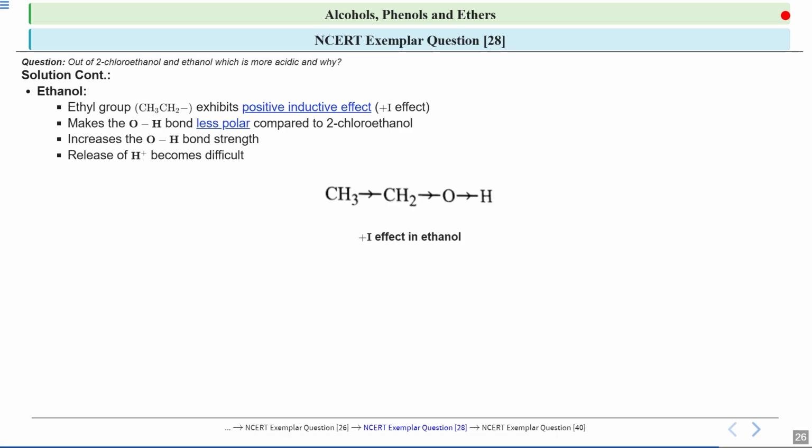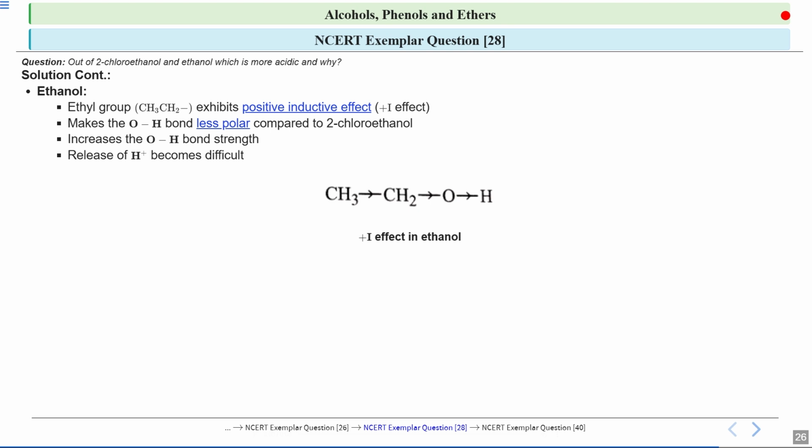If you look over here, this CH3CH2 is an alkyl group that will push the electron density towards the oxygen of the OH bond. Now the stomach of this oxygen is full because it is getting electron density, as these groups are electron donating in nature. Because the oxygen is full, it will not take the shared pair of electrons from this hydrogen. So this bond will become less polar, which means the OH bond strength will increase. So it will be difficult to release this H+ over here.